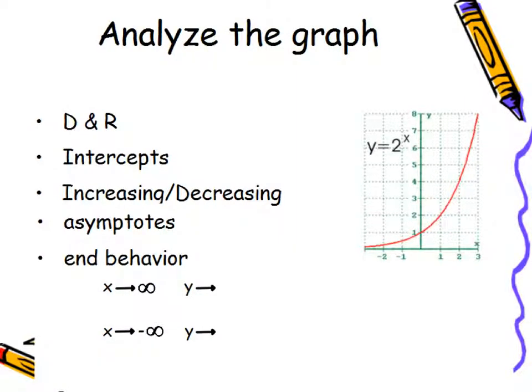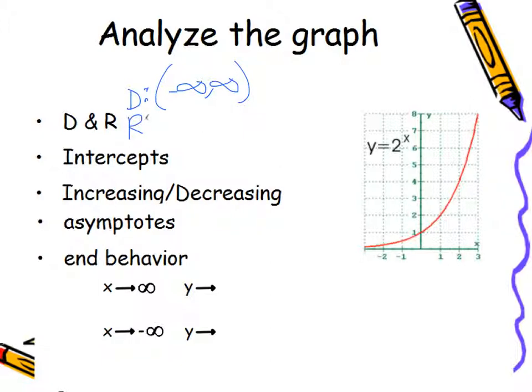Before we get too far, though, I wanted to take a minute and just go back to that parent graph and look at some of the key features of it, going back to chapter 1 when we analyzed the graphs. So let's see if we can do our domain and range. The domain is how far left this graph goes and how far right. So this thing goes forever left. It ends up gradually going forever right. So our domain is negative infinity to infinity.